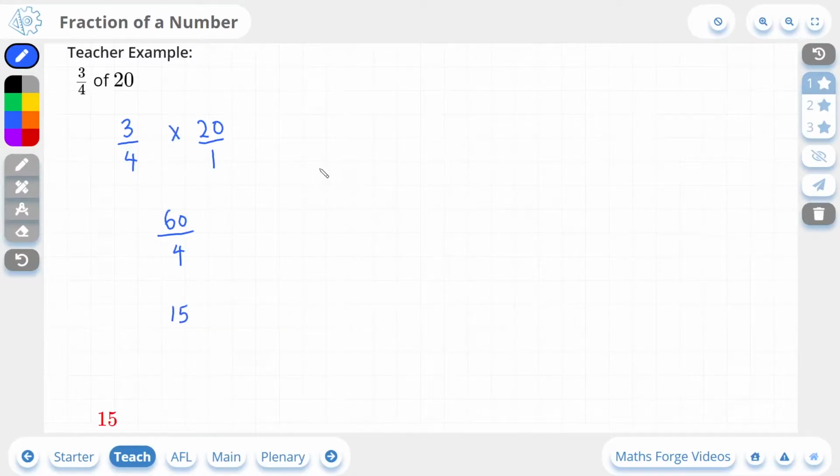There is another way to actually answer this question. If you do 3 over 4 of 20, you have a choice. You can multiply the 3 by the 20 first, and then divide by the 4. Or you can divide the 20 by the 4 first and then multiply it by the 3. Whichever one is easier for you is the one that you should do.